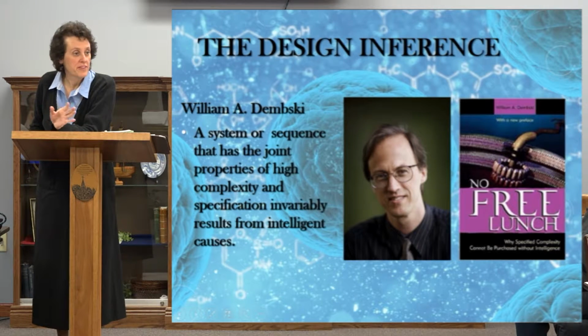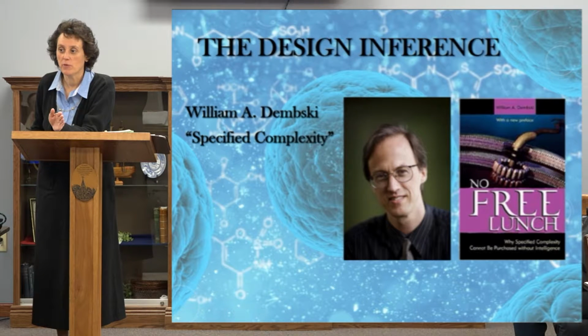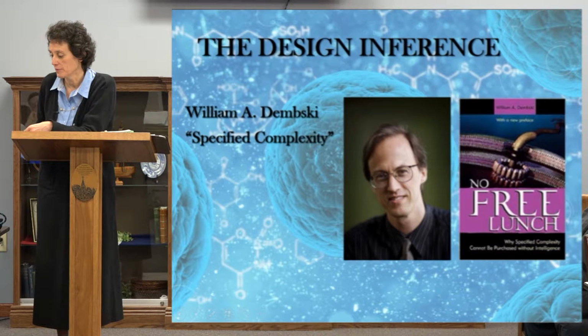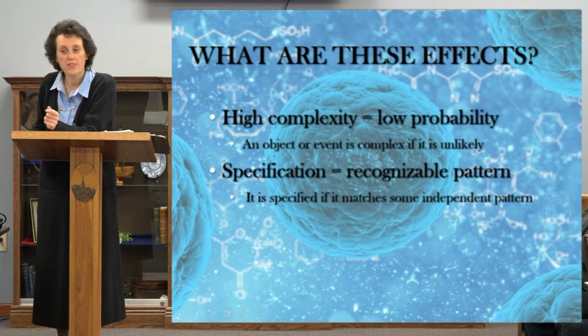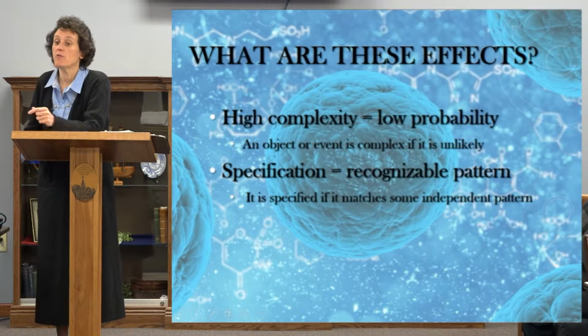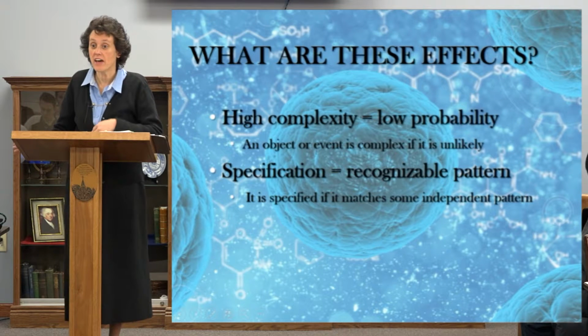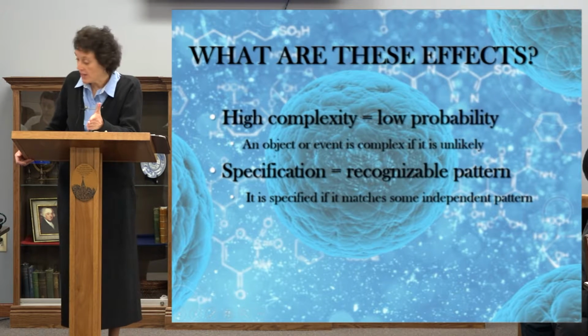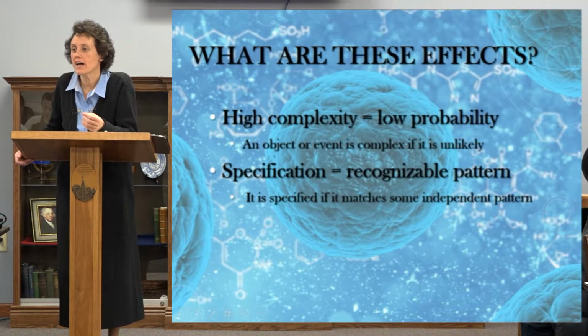Okay, so all of this that we've just discussed, we can recognize and distinguish the effects of intelligence from two things: high complexity and specification. That's the foundation of the specified complexity argument. So there they are. What are the two requirements of specified complexity? What are the effects that we're looking for? If we say that we can infer design by looking at the effects produced by intelligence, then what are we looking for?